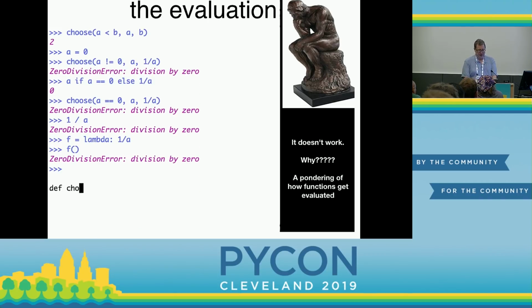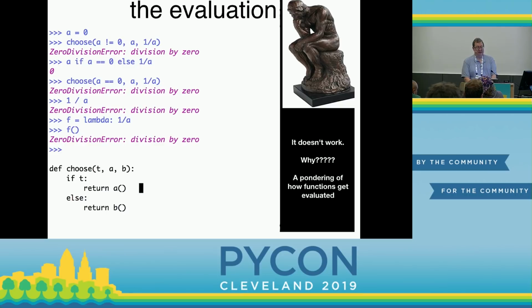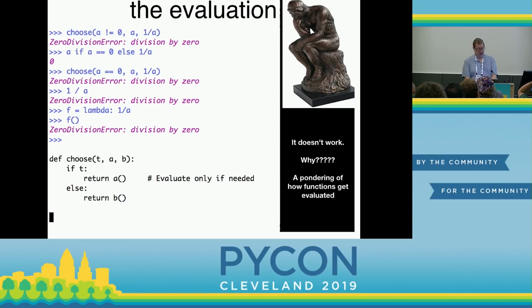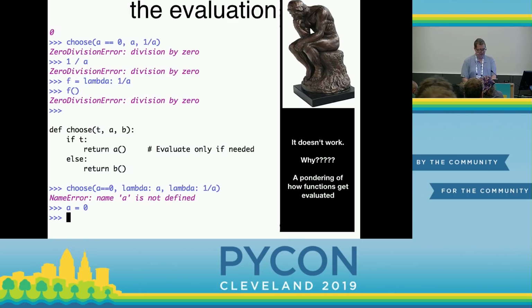You could say choose t, a, b: if t, return a with parentheses. Keep in mind, this is a really subtle change. You're evaluating only if the thing is needed, essentially. So what you would do is say choose a equals 0, and then shove lambdas into this thing. Oh, I need to have my thing there.